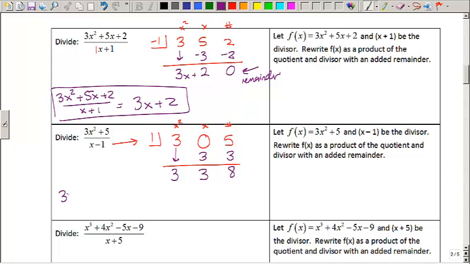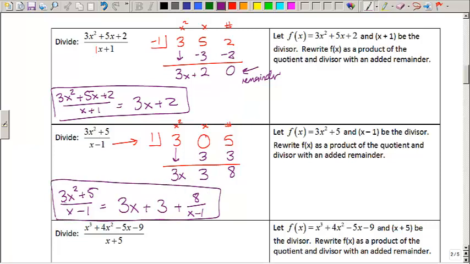So the answer to 3x squared plus 5 divided by x minus 1 is 3, drop my exponent by 1, x, plus 3, drop my exponent by 1, but this is a constant, plus my remainder, 8, still being divided by x minus 1, the original divisor. And this is the answer to our original division problem.